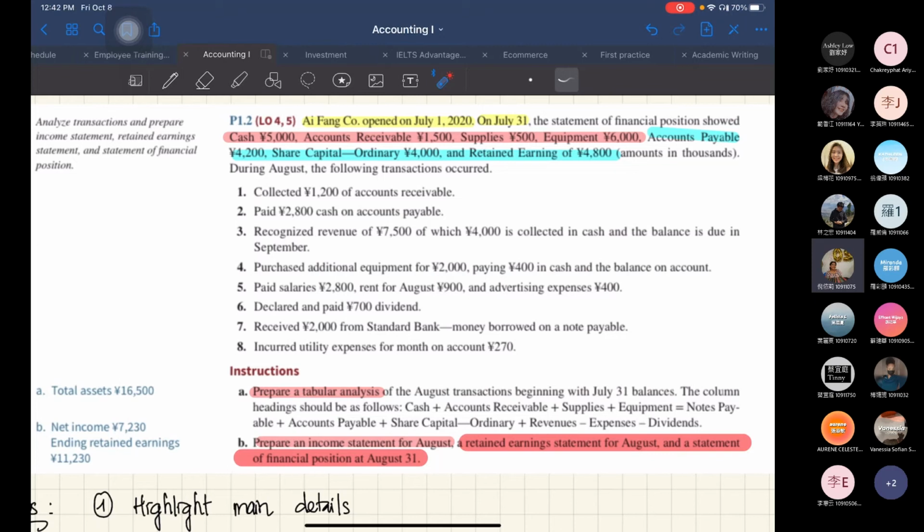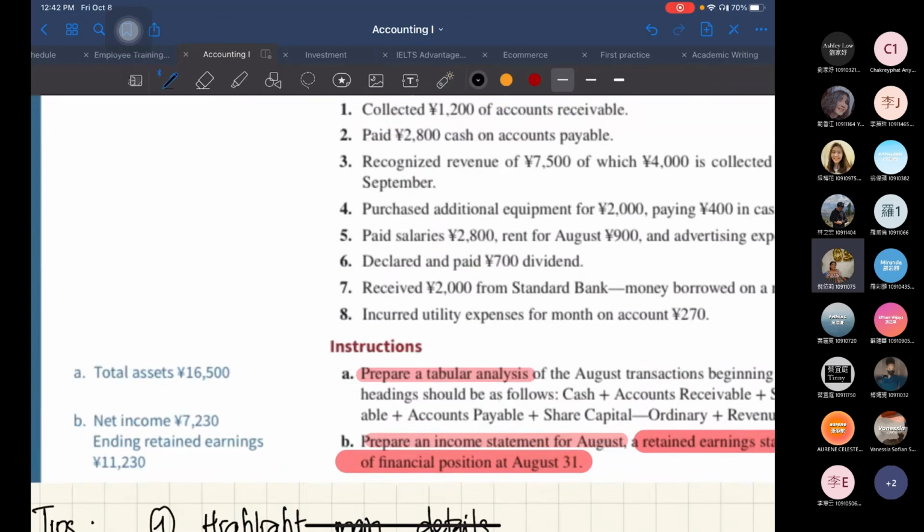Okay, just one second. It's 5,270. Pardon? 5,270. Yes, exactly. I heard that. So how much for the equity? 11,230.